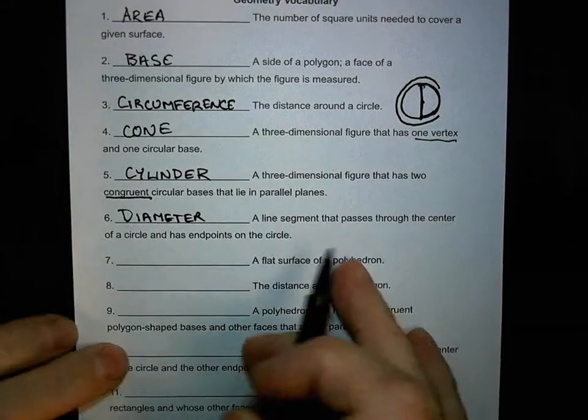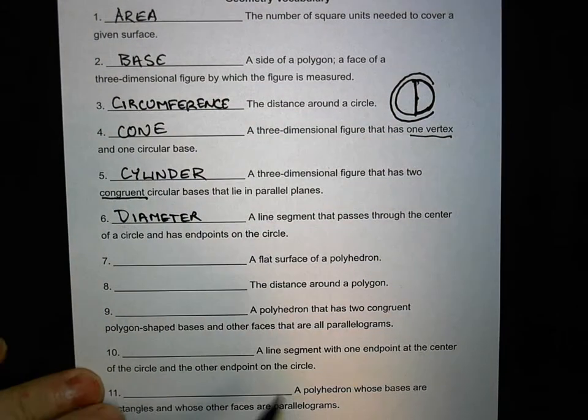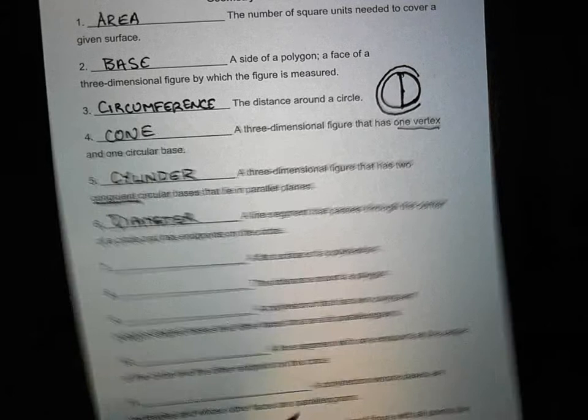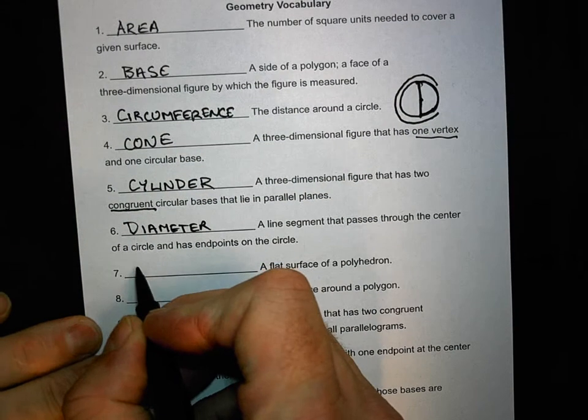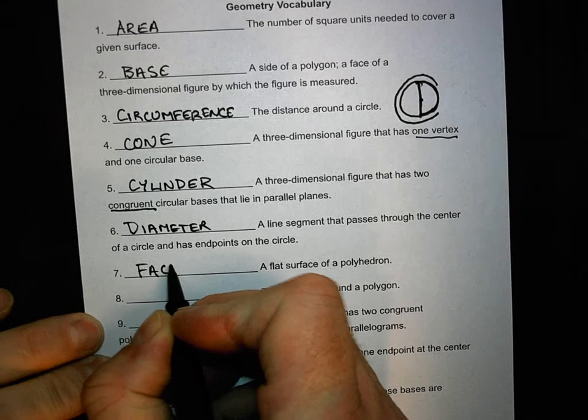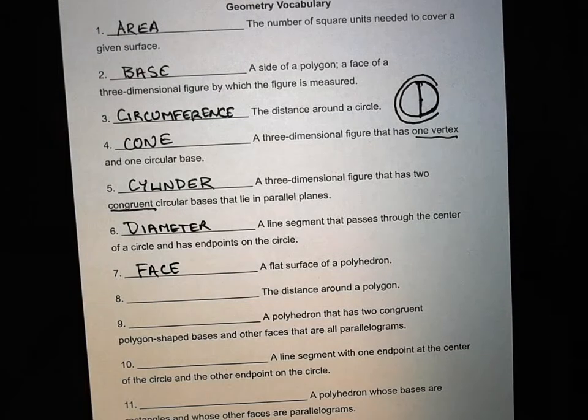So, what is the flat surface of a polygon called? A face. It's called a face. Remember we talked about that rectangular prism? He can magically turn his base into a face, or turn his face into a base.